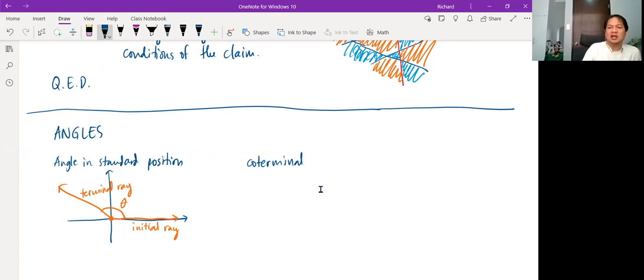Because what makes up an angle? An initial ray and a terminal ray. And an initial ray and a terminal ray are coplanar. You can embed them, you can put them in the same plane.